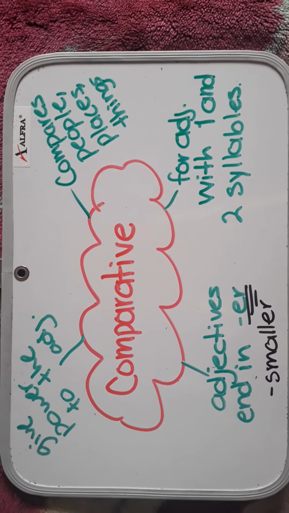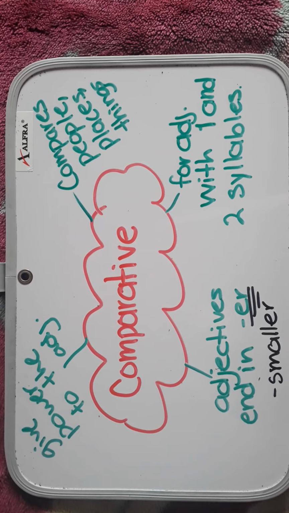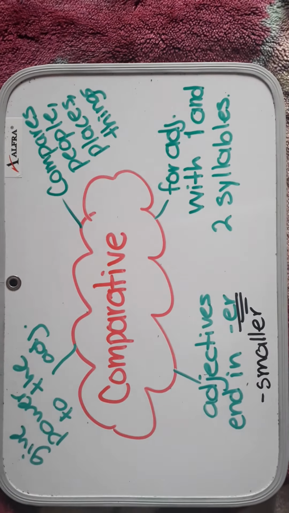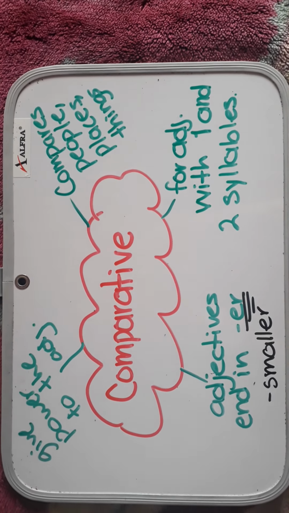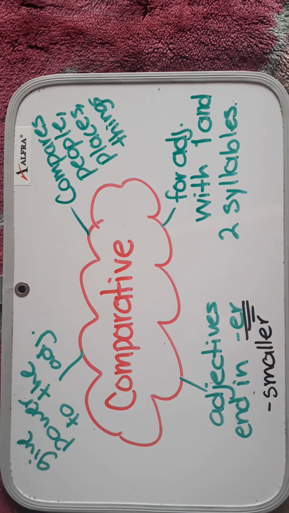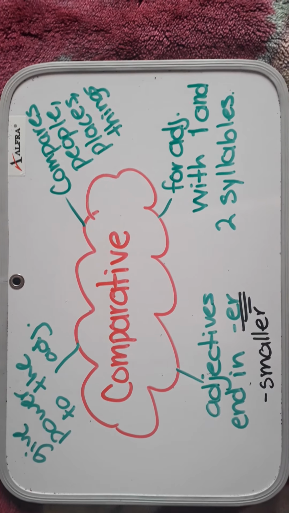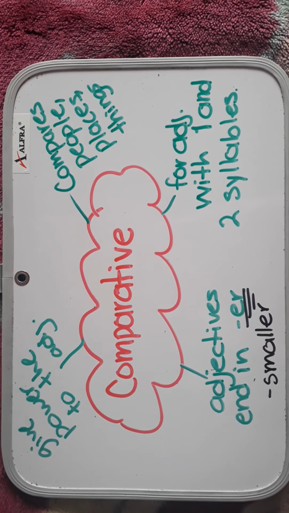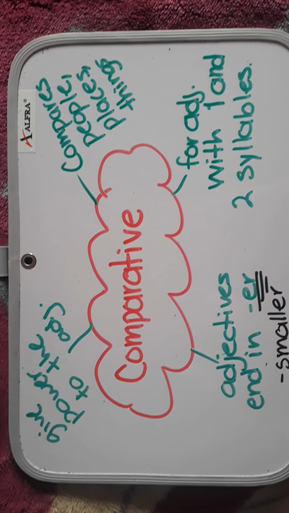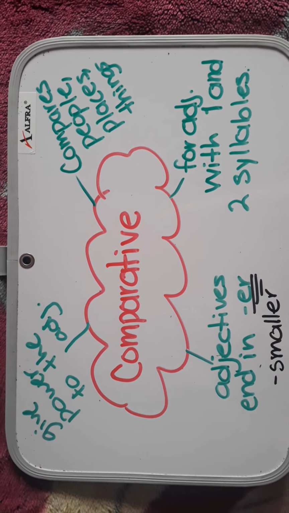So remember, the comparative has four purposes. The first one, that the comparative gives power to the adjectives, okay? The adjectives have to end in er, like the example smaller. For adjectives with one and two syllables, smaller has two syllables, smaller. So then we can finish with er. And at last, we have to remember that the comparative helps to compare people, places, and things.